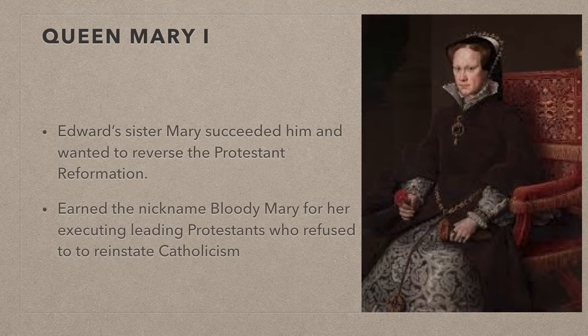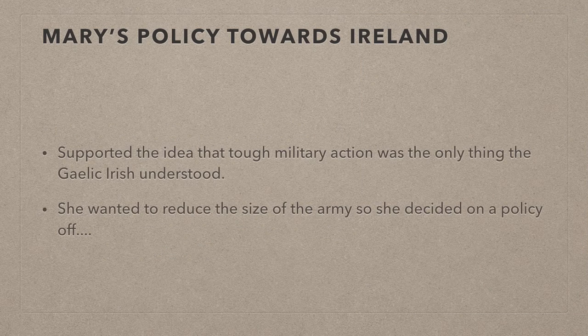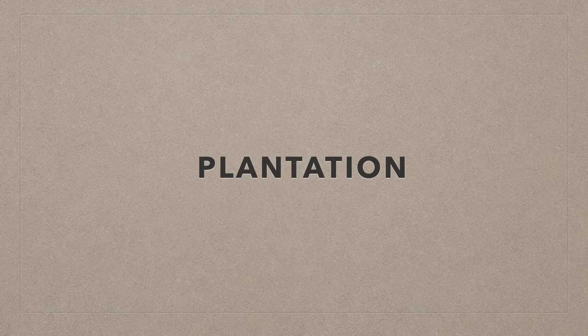Edward VI was succeeded by his older sister, Queen Mary I. Mary was a devout Catholic and wanted to reverse the Protestant Reformation. She aggressively tried to stomp out Protestantism in England and executed some of those who refused to re-establish the Catholic Church, earning her the nickname of Bloody Mary. However, she did give her full support to those who thought that tough military actions were the only thing that the Gaelic Irish understood. She did want to reduce the size of the army, and she decided on a policy in Ireland known as Plantation.